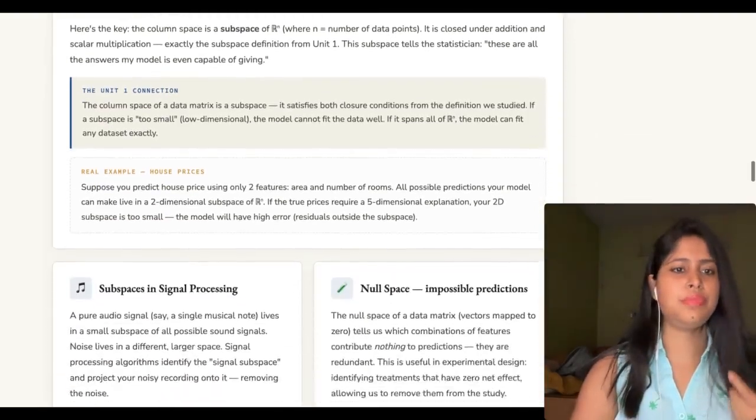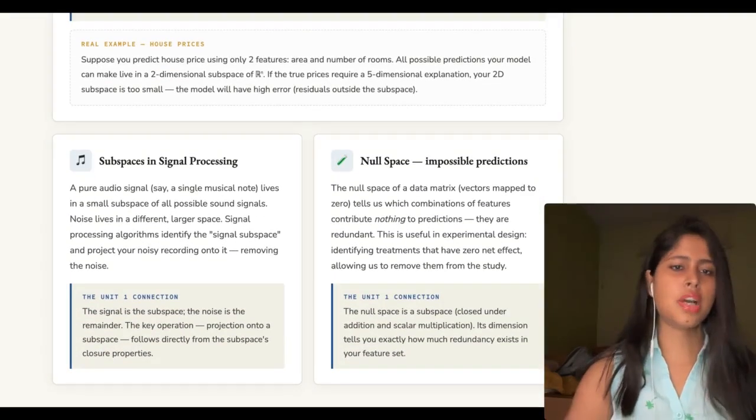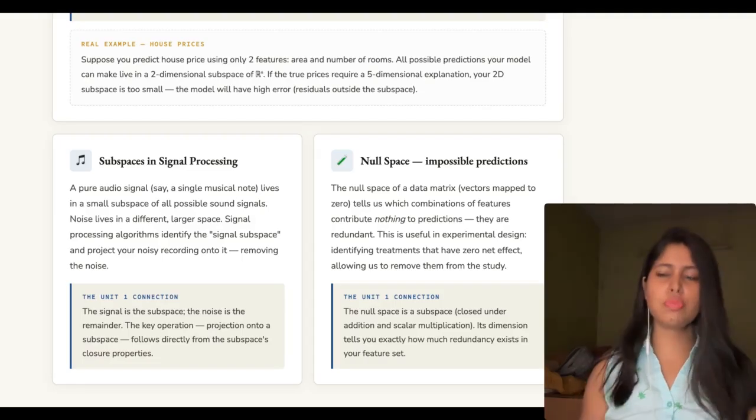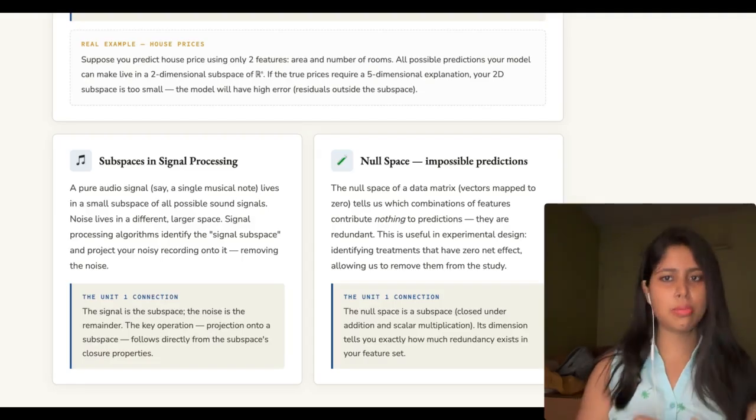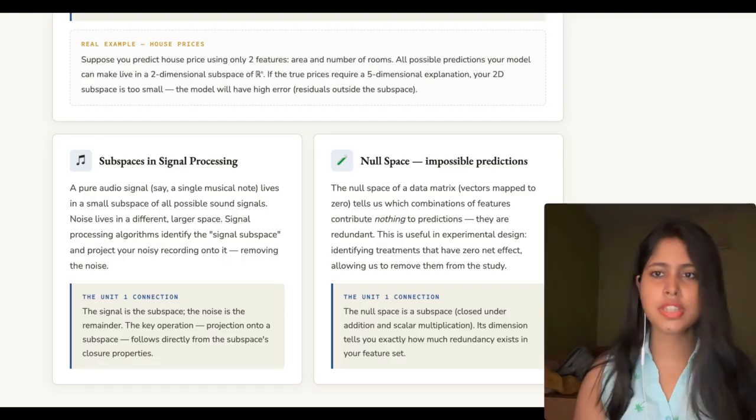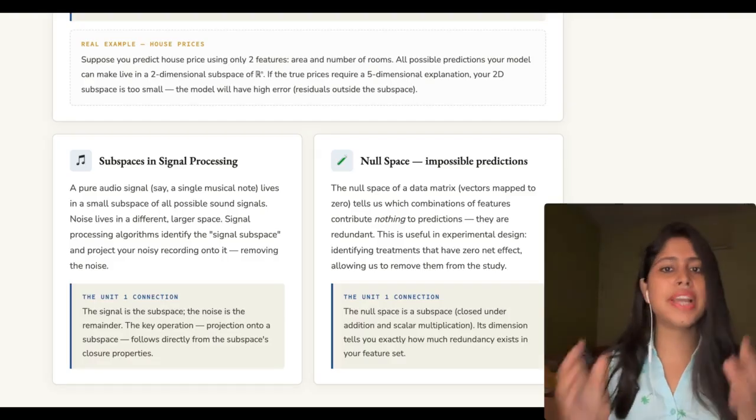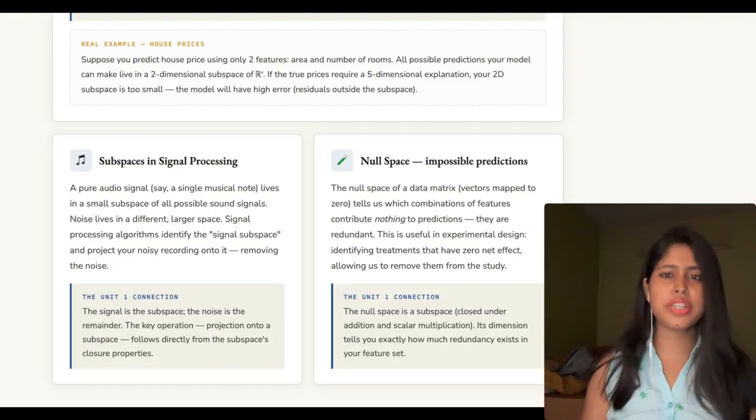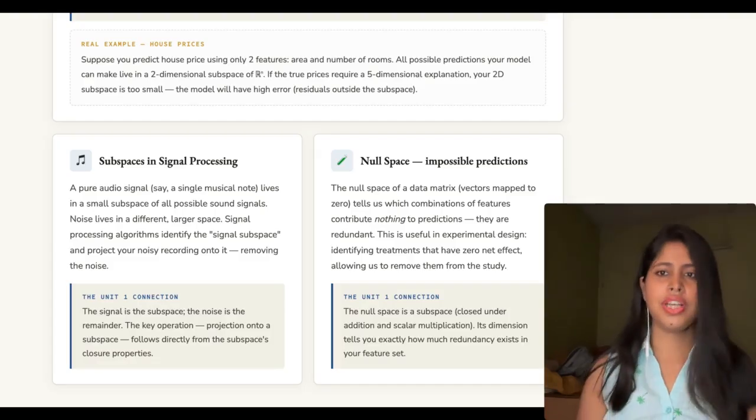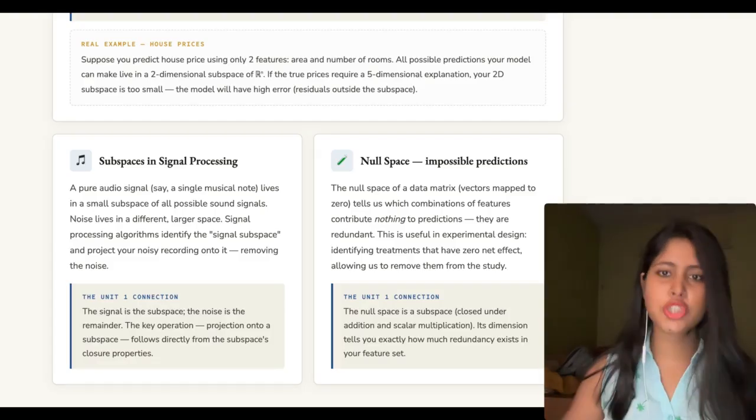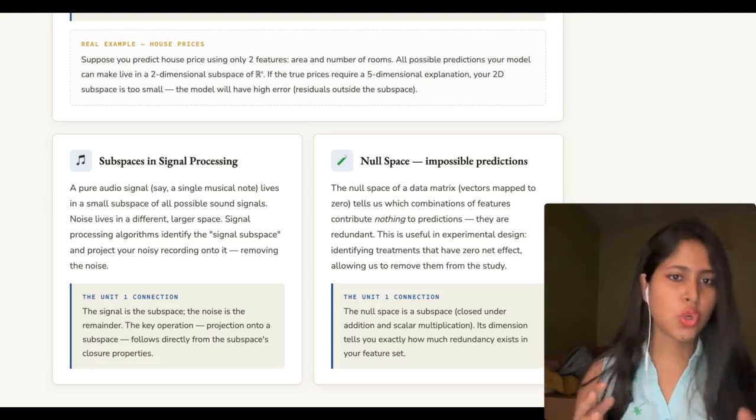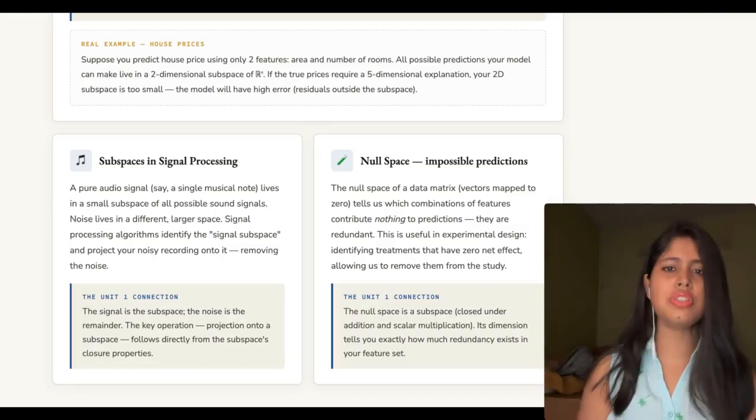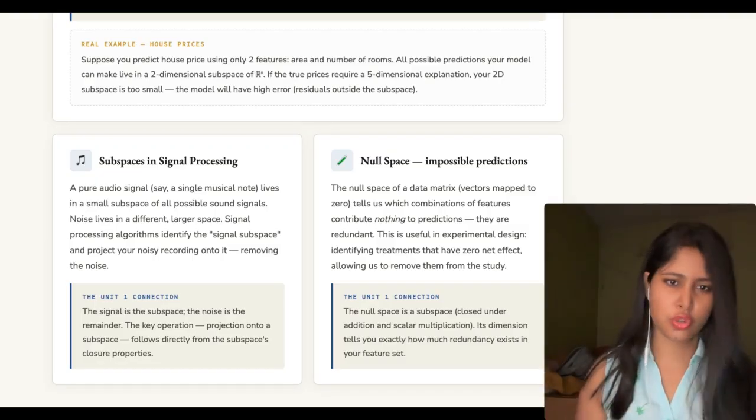Okay, let us come to the real example. See, a model predicting house prices using only area and number of rooms. That is a two-dimensional space, right? If location, age of building, and floor number all matter, your subspace is too small. The target doesn't lie in your 2D subspace, so you will always have error. Adding more independent features expands your subspace and reduces the error. So how do you fix it? You need to add more independent features, and then we can say that it can reduce the error, right?